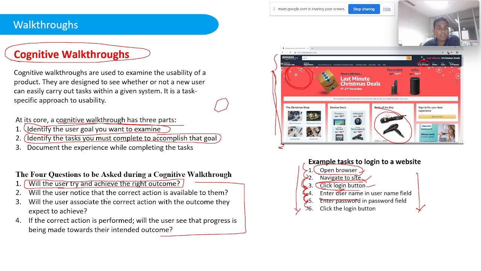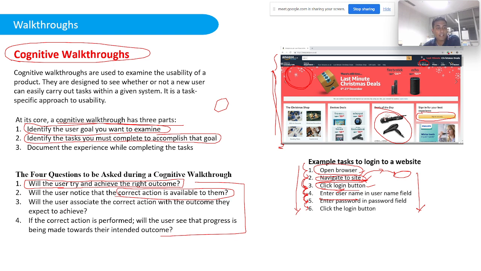Then, will the user notice the correct actions? That means whether he could recognize the buttons, whether he could recognize what to do after reading this particular sentence. Here there is information processing, where the information needs to be converted by the user to understand that he needs to now look for some controls in order to do this. So that particular processing time can be evaluated by observing the user doing that task.